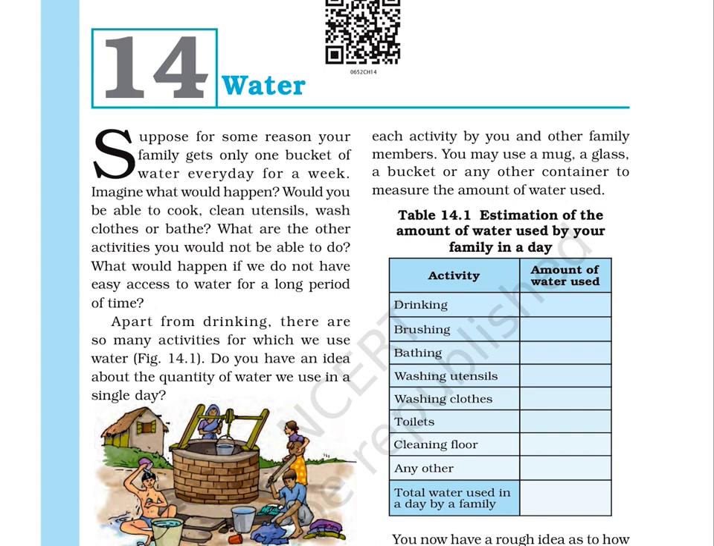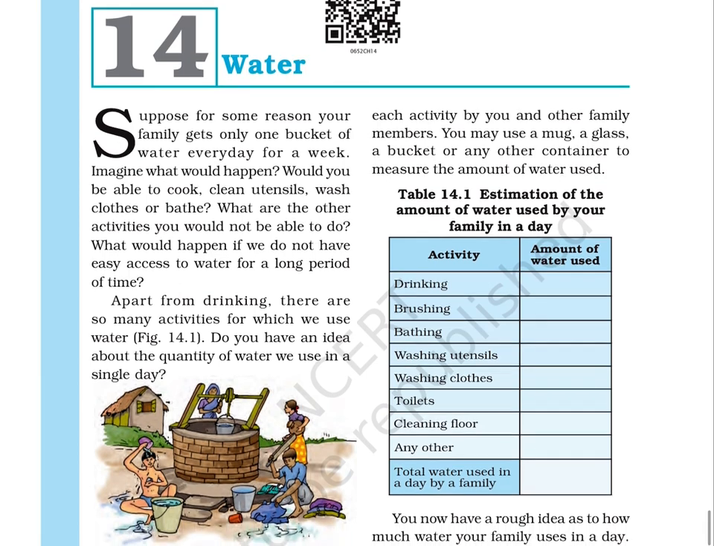Table 14.1. Estimation of the amount of water used by a family in a day. This table is divided into two columns. One is for activity and the second one is for amount of water used. The activities are drinking, brushing, bathing, washing utensils, washing clothes, toilets, cleaning floor, any other. Total water used in a day by a family. Complete this table according to your observation.